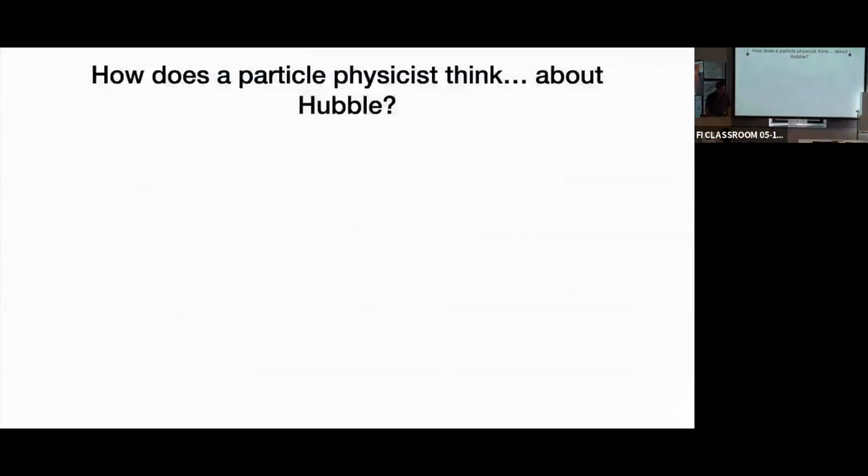So ultimately, I want to talk about cosmology and questions of cosmology. And one of the most important things in cosmology is Hubble, of course. So how does a particle physicist think about Hubble?